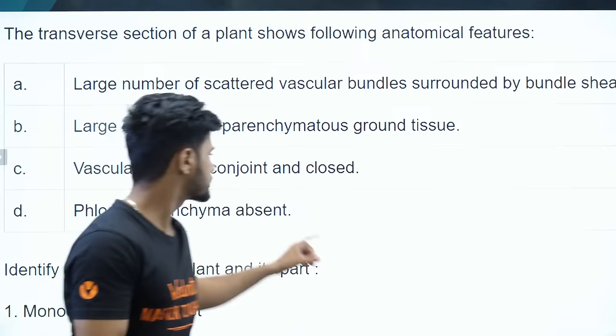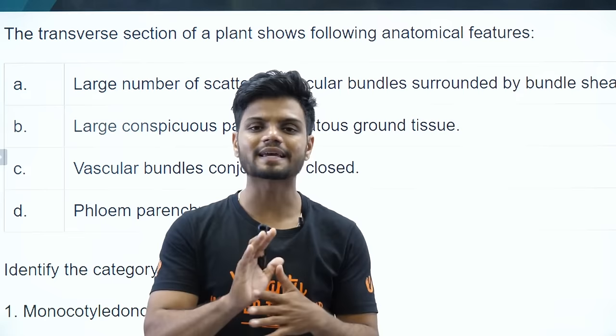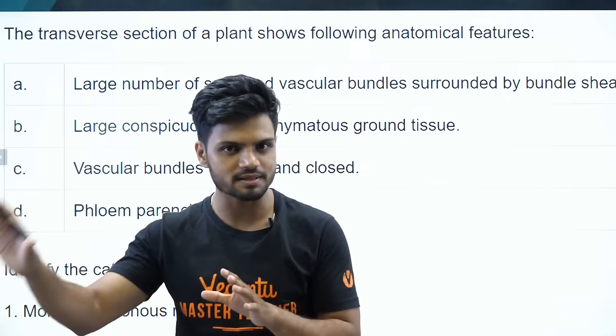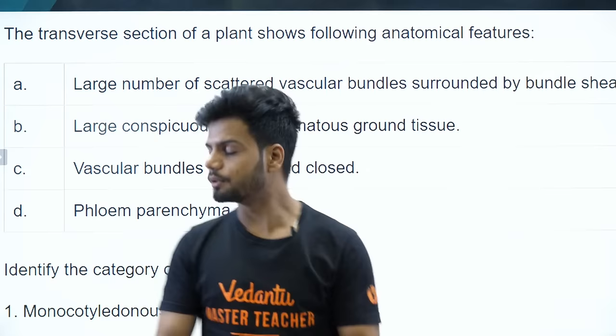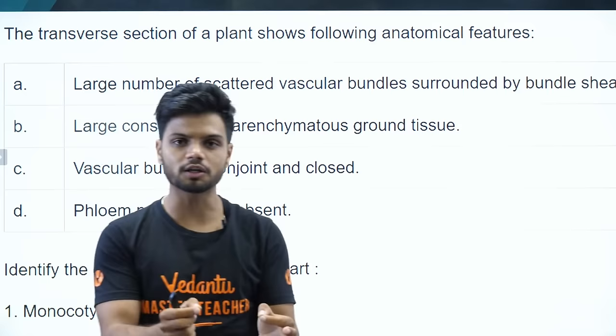Meaning the cambium is absent. That is, there is no secondary growth. But in the case of dicot, secondary growth is present. So the answer has to be monocot. Why? Because it is closed here. Agree with me, all of you? The answer should be monocot because it is closed, because there is no secondary growth. First point clear.